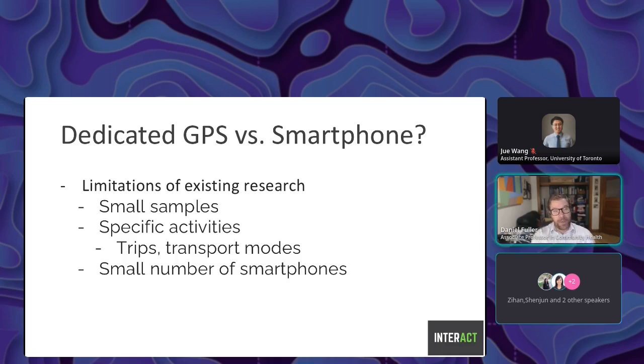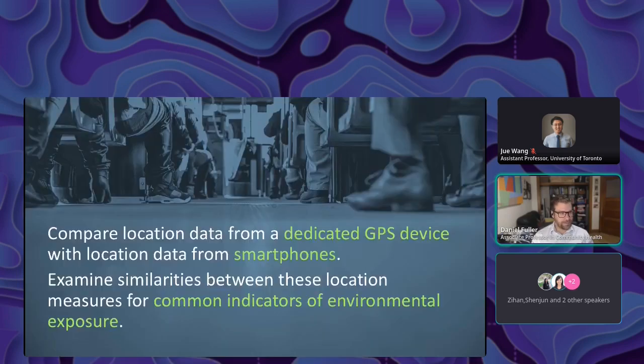In terms of research comparing the locations from dedicated GPS devices and smartphones, there's not very much naturalistic analysis or comparisons between these types of location data collection methods. Most of them involve pretty small samples, like less than 20 people. They're for specific activities like sports or transportation behaviors, and there's only a small number of different smartphones. So usually people give people the phones.